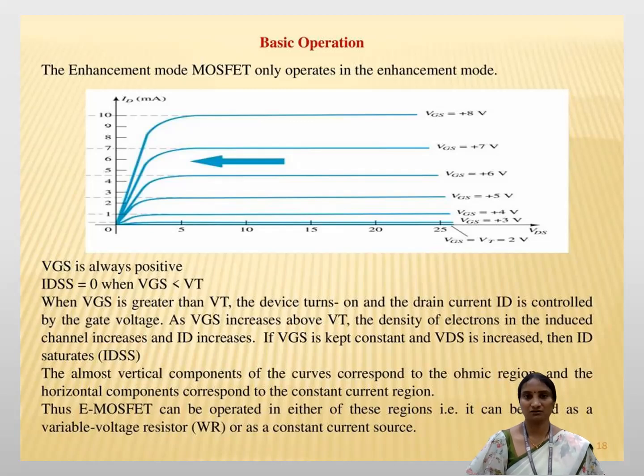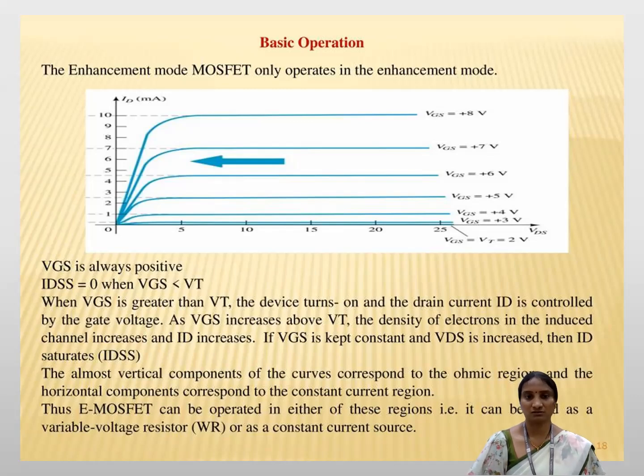The drain current versus VGS and the drain current versus VDS can be explained by using two characteristic curves: the first one is the drain characteristics and the other is the transfer characteristics. If you observe here, whenever VGS goes to more positive voltages, the device becomes on and the drain current starts flowing. This drain current is controlled by the VGS voltage. As it increases more and more, the density of electrons in the induced channel increases, and hence ID also increases.